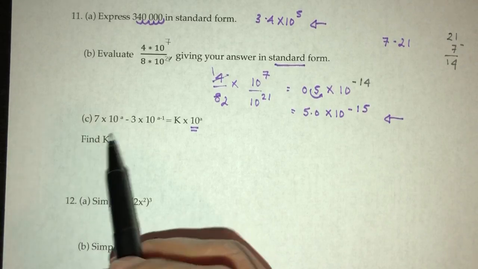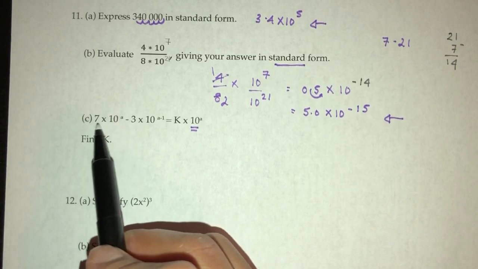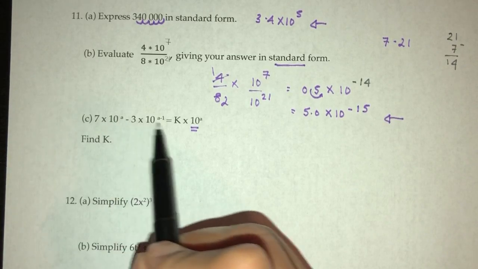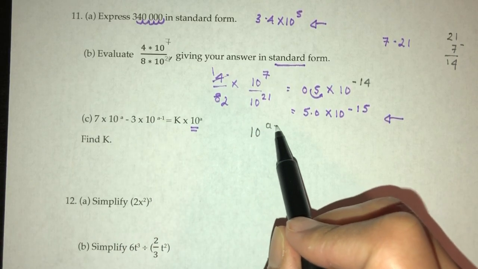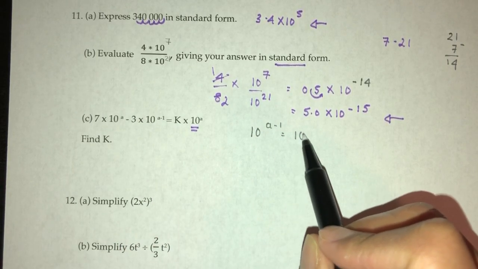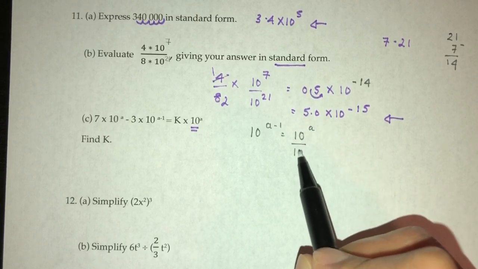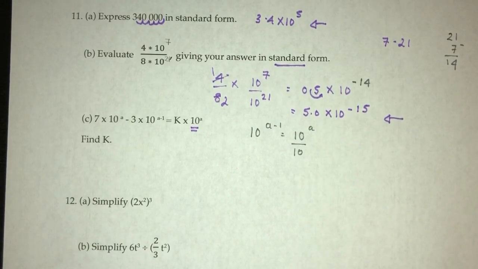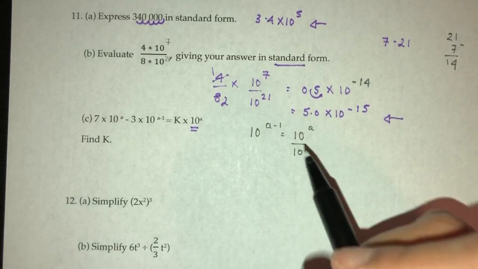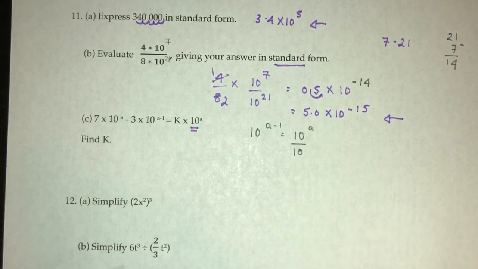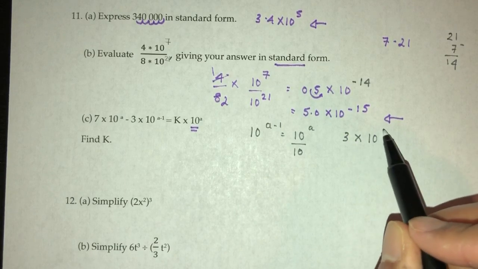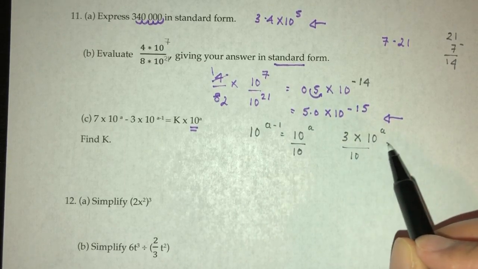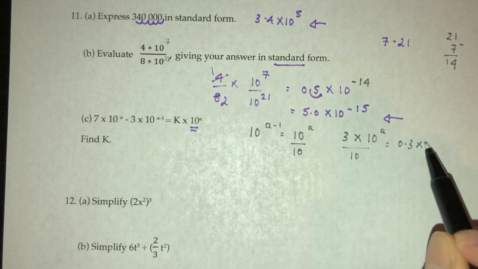Okay, the first one seems to be okay. We have a here, 7 times 10 power a. How about this one? So what is this one? Let's break it down. So 10 power a minus 1. It is 10 power a divided by 10. Okay. So what else can we do now? Let's see. So we can simplify. So we have 3 times 10 power a divided by 10. That is 0.3 times 10 power a.